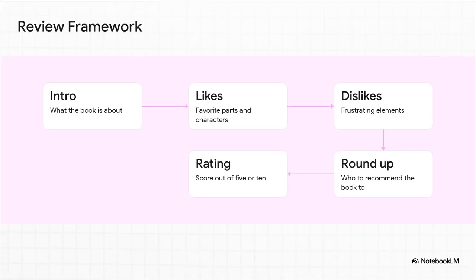And Book Trust gives us an absolutely brilliant 5-step framework to nail this. First, the intro. Tell us what the book is about, but please, no spoilers. Don't ruin the ending for your teacher. Second, your likes. Who is your favorite character? Third, your dislikes. Was the ending a total letdown? Be honest. Fourth, the roundup. Who would you actually recommend this book to? And finally, step 5, give it a rating out of 5 or 10. If you stick to these 5 steps, your content is going to be rock solid no matter which format you choose.